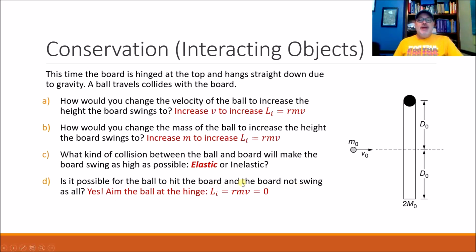All right, is it possible to hit the board and it not swing at all? The answer is yes. If you just aim for the hinge, then we'll have no perpendicular radius. And so there'll be no initial angular momentum, so it won't go anywhere.